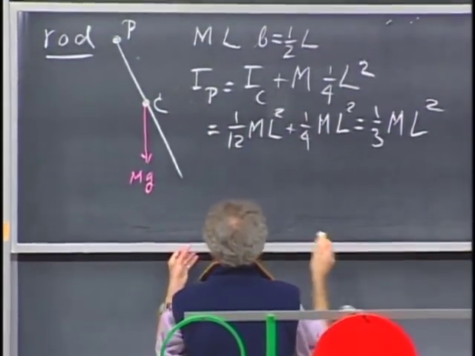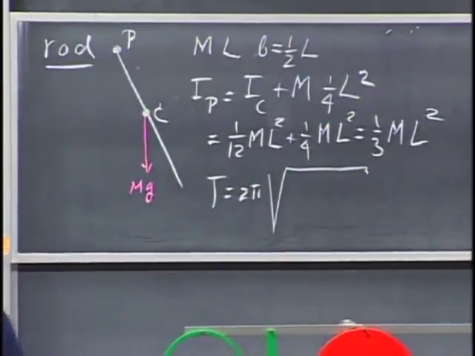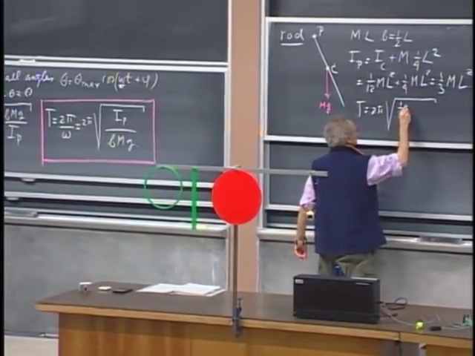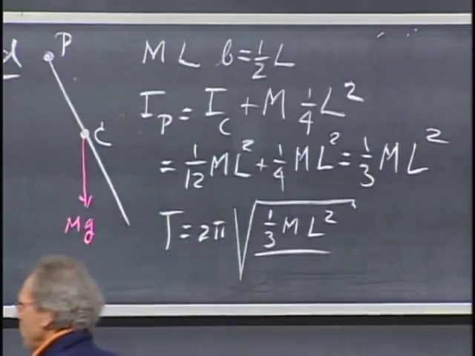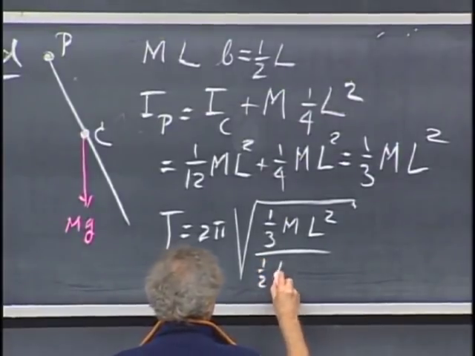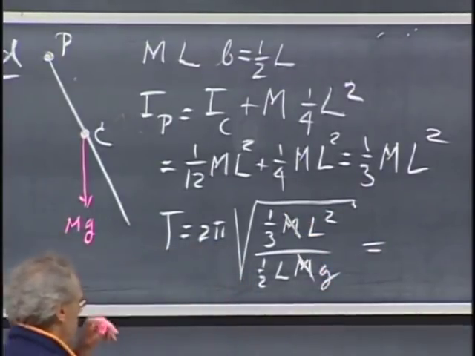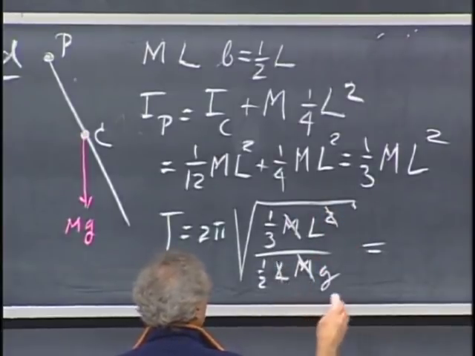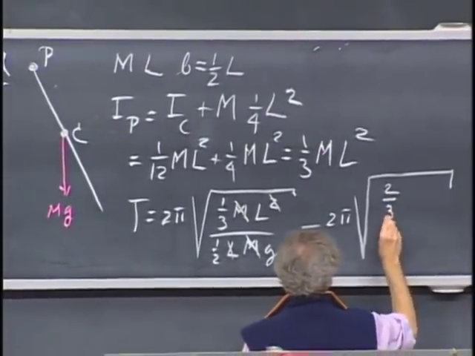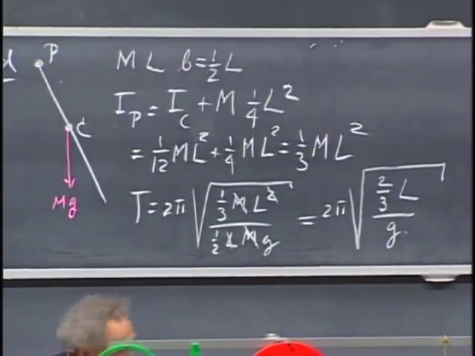And so the period T becomes 2 pi times the square root of this moment of inertia, which is 1/3 m L squared, divided by B m g, and B is 1/2 L for this geometry. So 1/2 L m g, and notice indeed, as I anticipated, you always lose your m. You also lose one L here, and so you get 2 pi times the square root of 2/3 L divided by g. So that is the period that we predict for the rod.